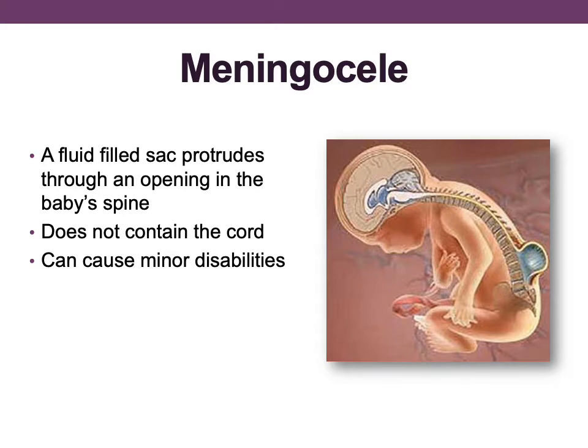Meningocele spina bifida is the next level. It is a fluid-filled sac that protrudes through the opening in the baby's spine, again where the neural folds did not fuse. It does not contain the cord, but it does contain cerebrospinal fluid and can cause minor disabilities.